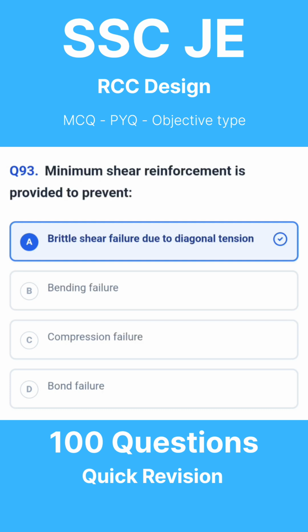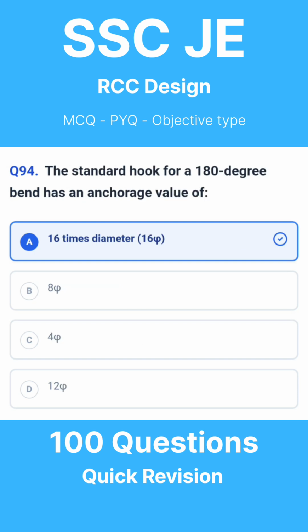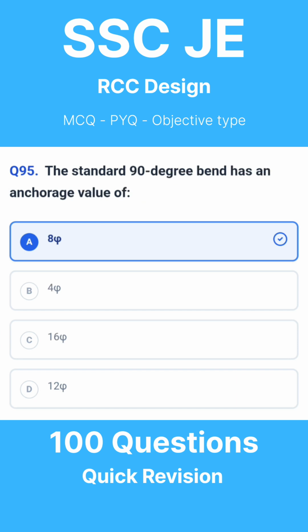Question 93. Minimum shear reinforcement is provided to prevent. The correct answer is brittle shear failure due to diagonal tension. Question 94. The standard hook for a 180-degree bend has an anchorage value of. The correct answer is 16 times diameter, 16 phi. Question 95. The standard 90-degree bend has an anchorage value of. The correct answer is 8 phi.